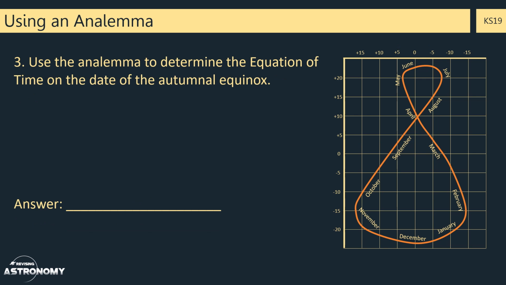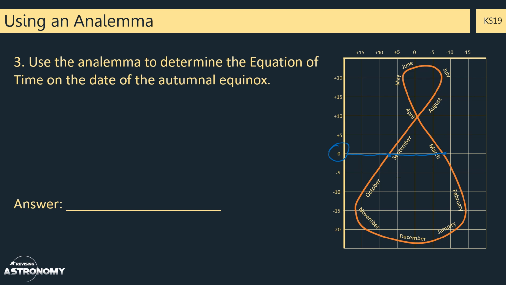Use the analemma to determine the equation of time on the date of the autumnal equinox. So this is a bit more tricky, but on the autumnal equinox we know that the declination will be 0. So again we can draw our line across. Now we can see it hits the graph at 2 points, here and here.